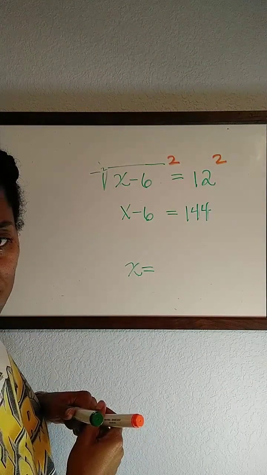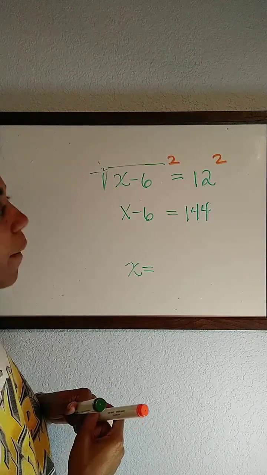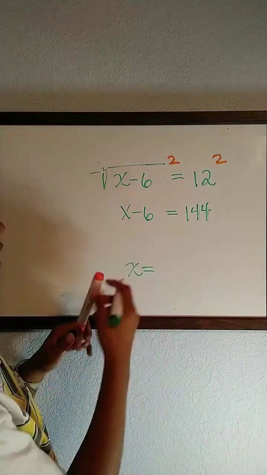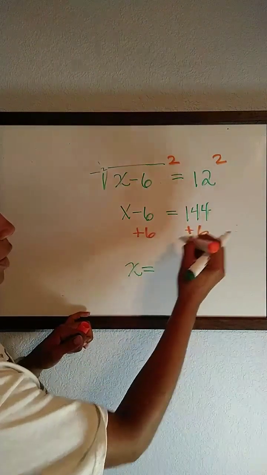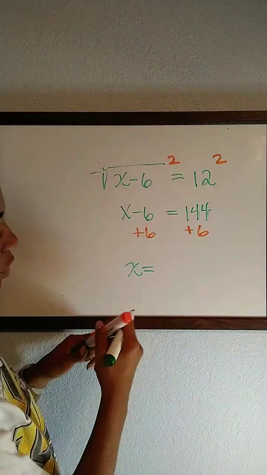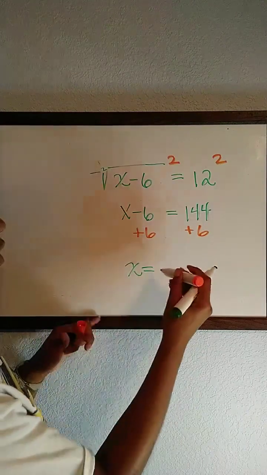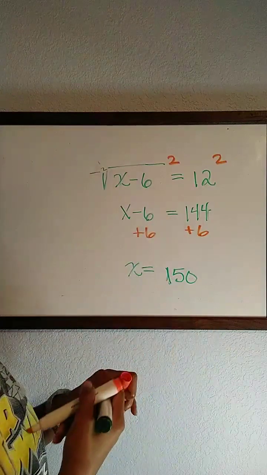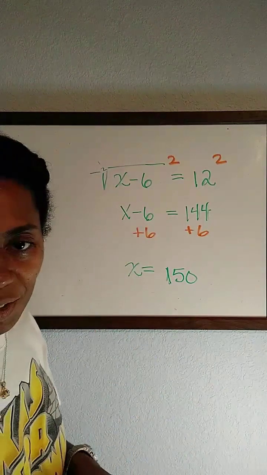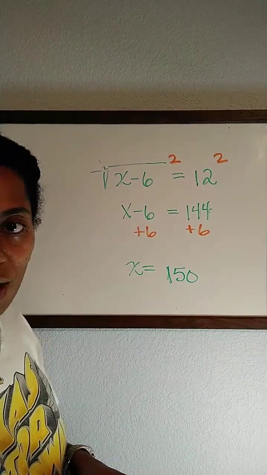Then you add 6 to one side and the other side. Perfect. Very good. So my last step is to get x all the way by itself. I do the opposite again. So x is equal to 144 plus 6, which is 150. Very good. Perfect.